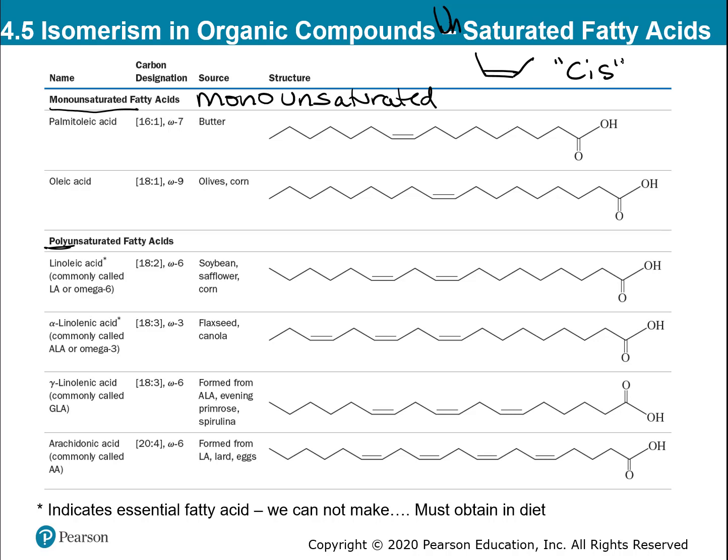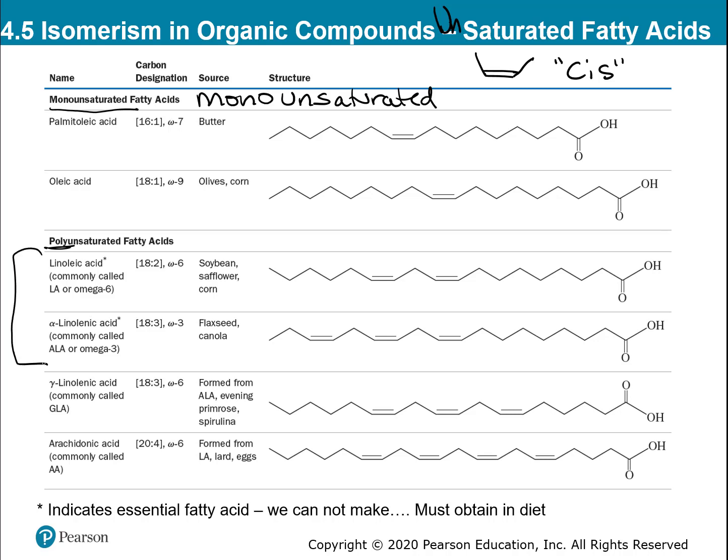So notice in the polyunsaturated, there's linoleic and alpha-linolenic. Those have more than one double bond. Typically you'll have a double bond, then two single bonds, then another double bond, then two single bonds, and then another. So notice they're evenly spread out across the long chain.